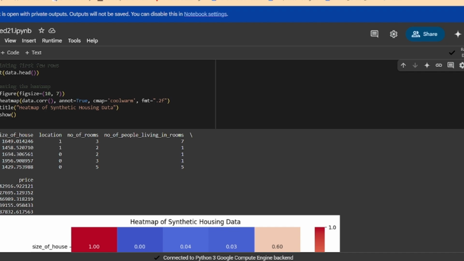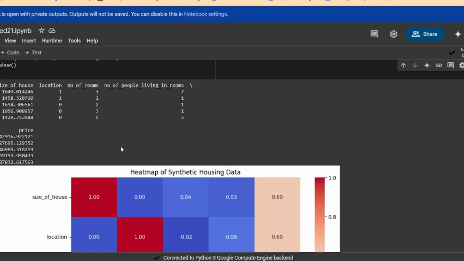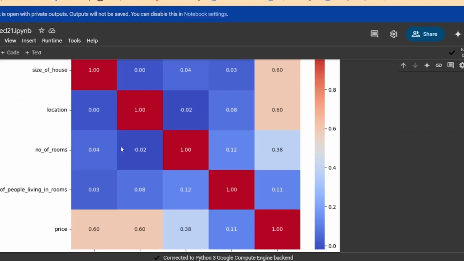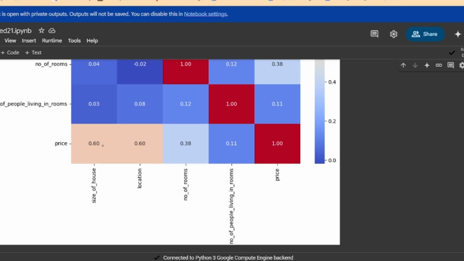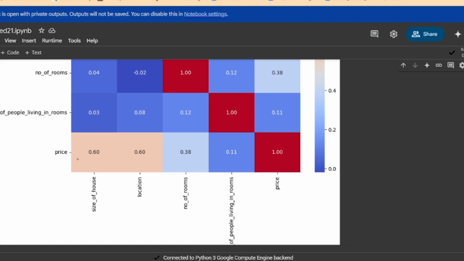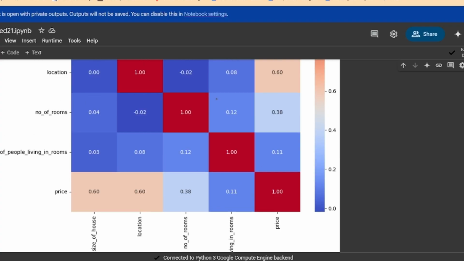Then I created the heat map using data.corr and all the parameters, and then plt.title, so this one is the correlation heat map. Understood? Price is correlated with size of house at 0.60, which means it is correlated. You can't say strongly, but it is correlated. Number of rooms and price are correlated at 0.38. It's not exactly accurate, but we can visualize the correlation of the features of any data set this way. Okay, so yeah, thank you so much for watching.